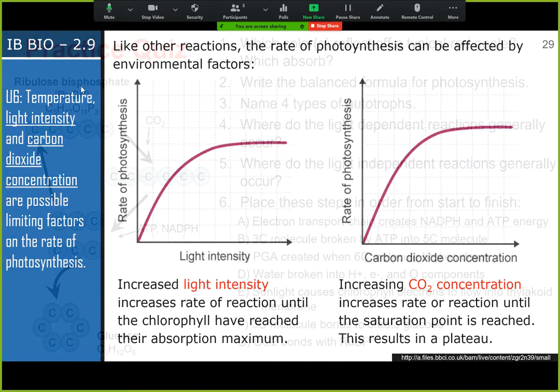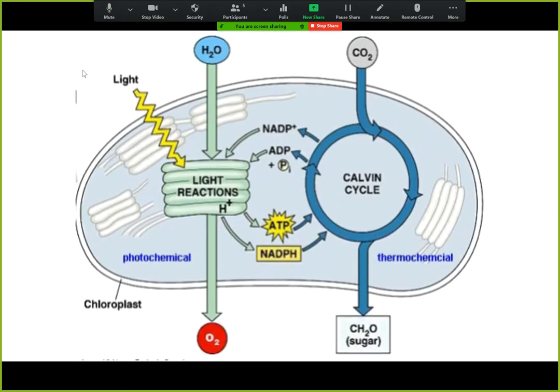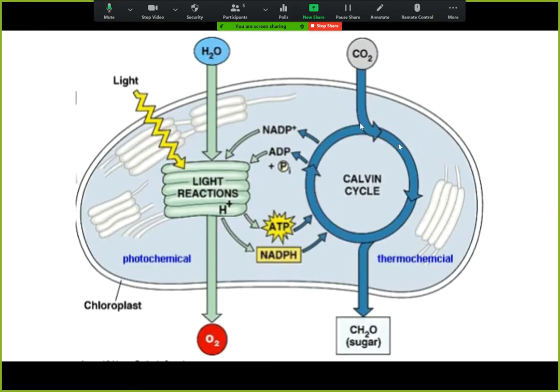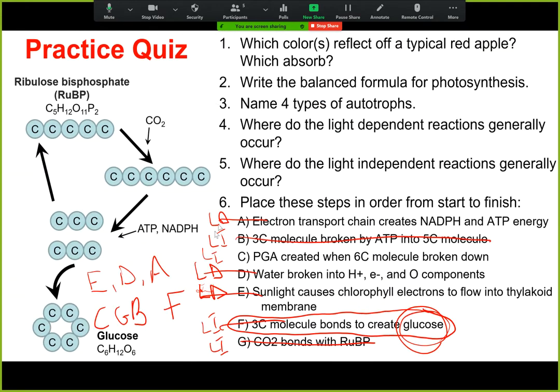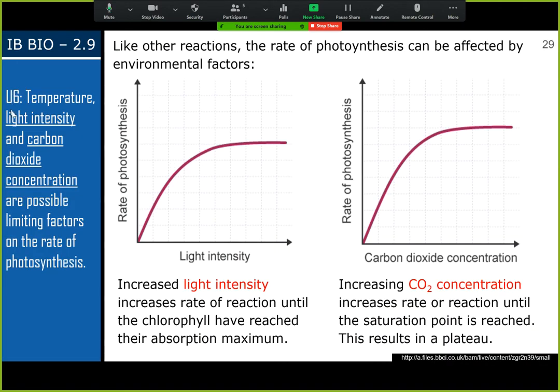So the last time we talked about the major phases. We talked about the light reactions and the light independent reactions, also called the Calvin cycle. And then we went through this quiz just now together, and all these answers can be found in the notes. So now we're going to move on to understanding number 6.